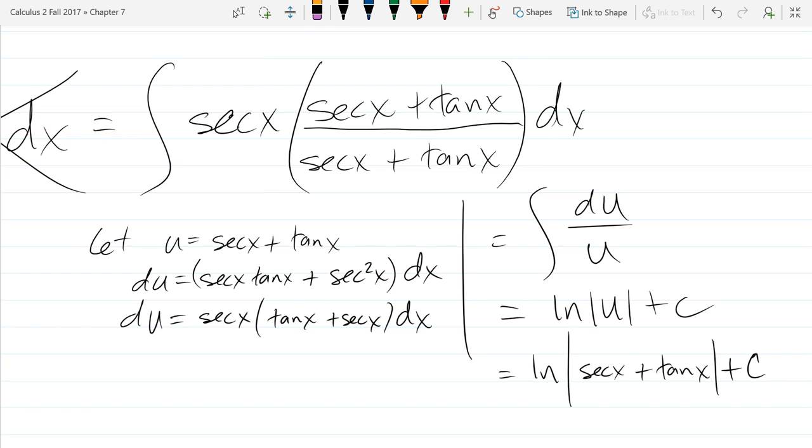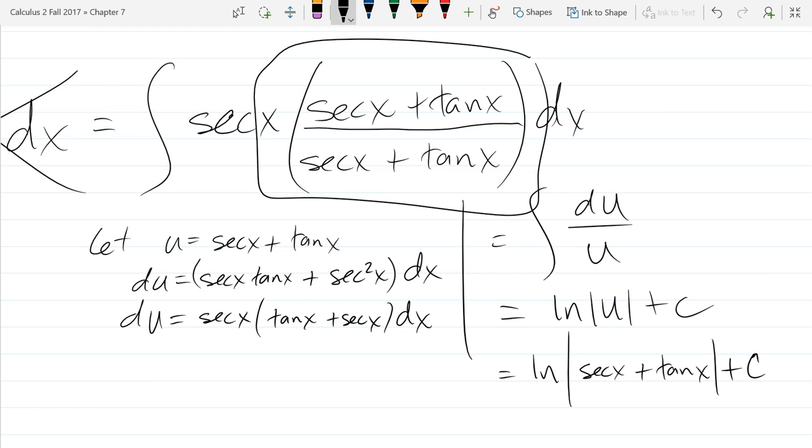So I'm not going to give you problems where you'd have to figure out some arbitrary thing to multiply by to make your u sub work out. This particular problem, I wouldn't expect you to be able to compute by hand, because you'd have to know to multiply by that weird version of 1 right there.